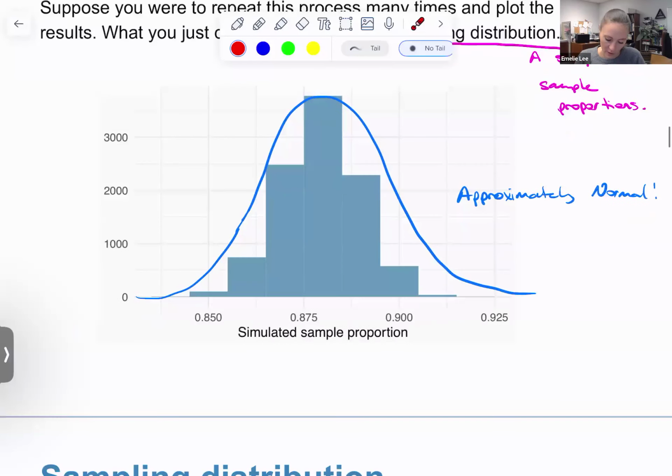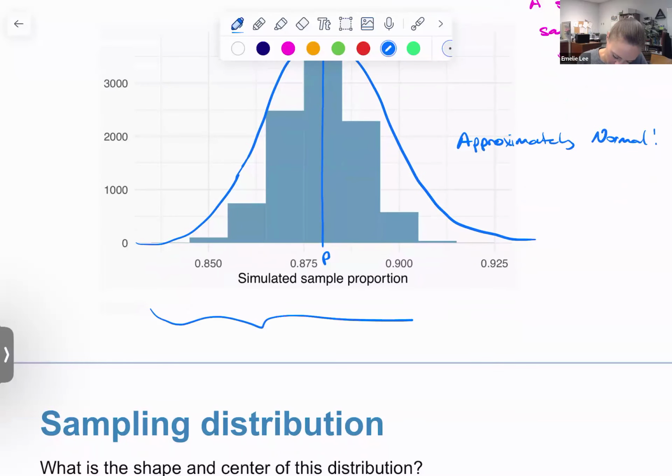Okay? And so, of course, there's going to be a center, right? In fact, it's centered on the population proportion, p. We're also going to have a spread, okay? And so this spread is a little bit different, okay? But it's basically the standard deviation, okay? And so we will also have a spread.